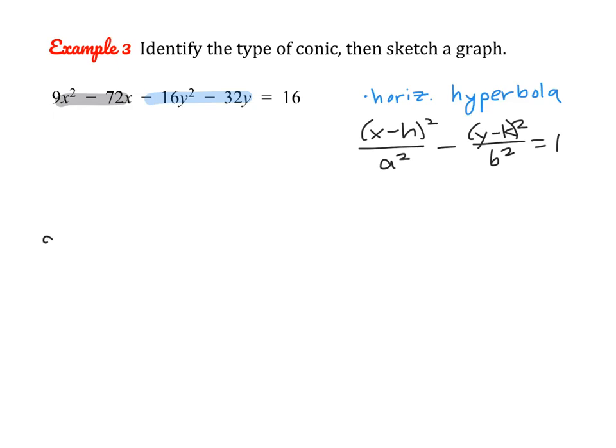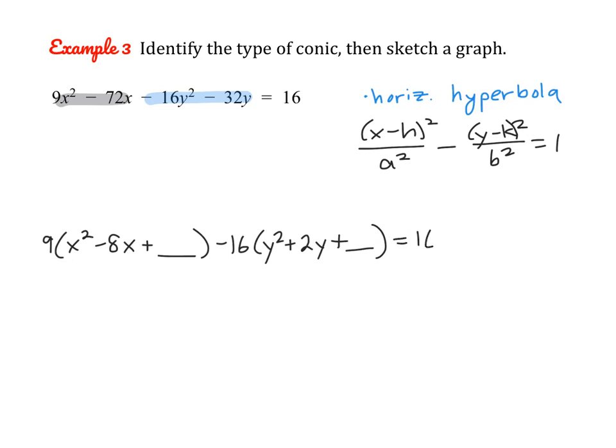So let's start by factoring out the 9 from our x terms. So that leaves us with x squared minus 8x plus blank. I'm going to leave a blank for a number that completes our square. And then here we're going to factor out negative 16 times y squared plus 2y. Then I'm going to leave a space to complete our square here. And then here we still have equals 16.